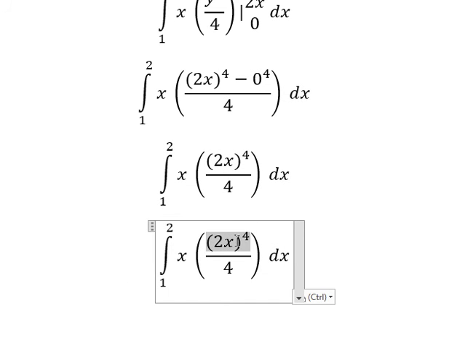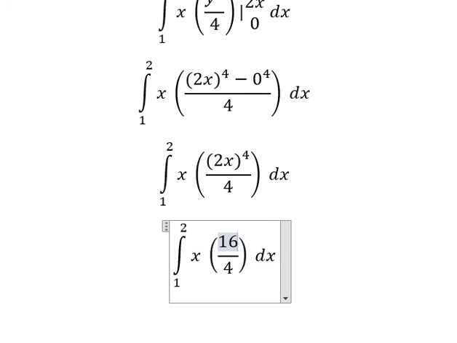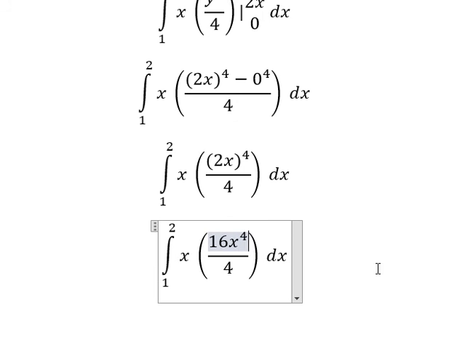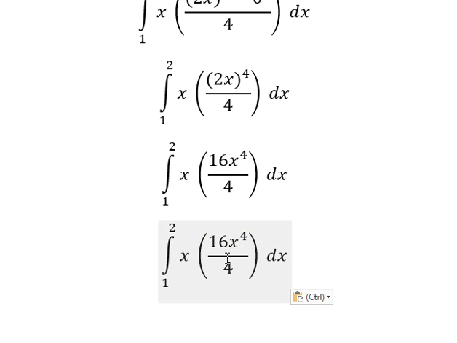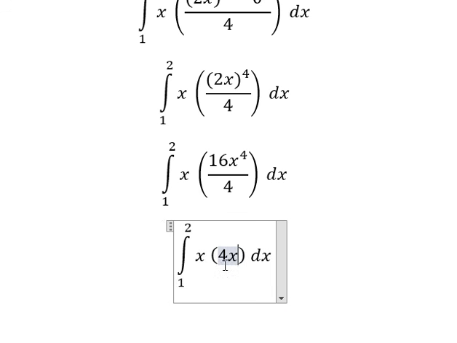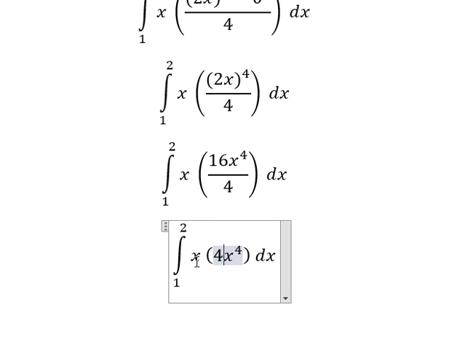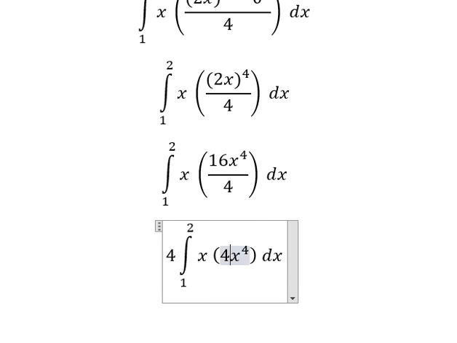So this one we have 16s to the power of 4. Number 16 divided by 4, we have number 4. So I will put number 4 in here.